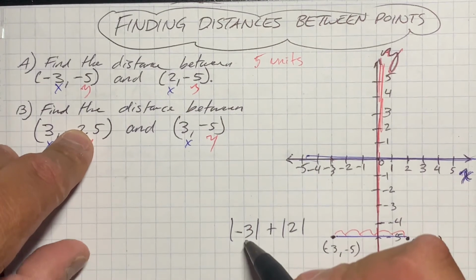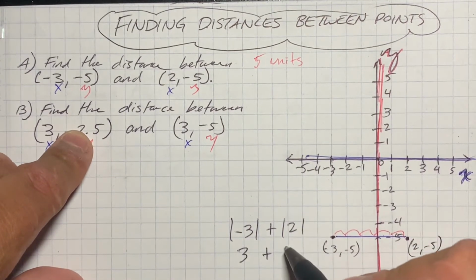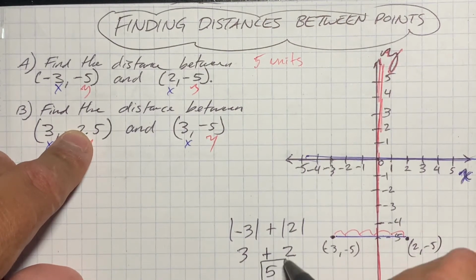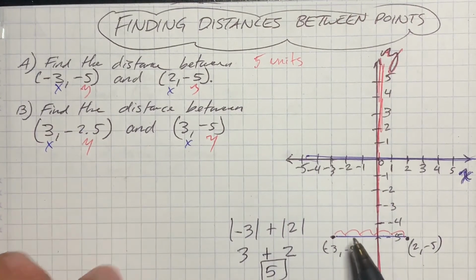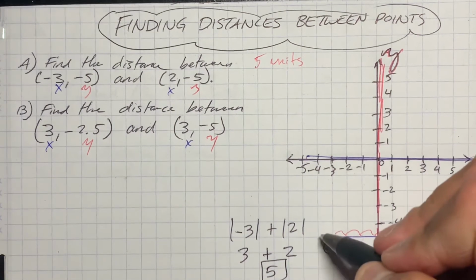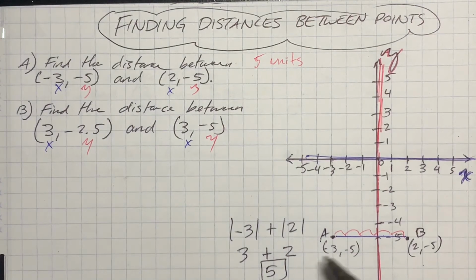The absolute value of -3 is 3. The absolute value of +2 is 2. And 3 plus 2 equals 5. So again, just like what we said, we have 5 units, the distance between this vertex and that vertex. Let's label this one point A and point B. So from point A to point B is 5 units across.